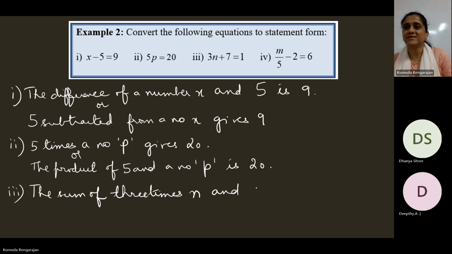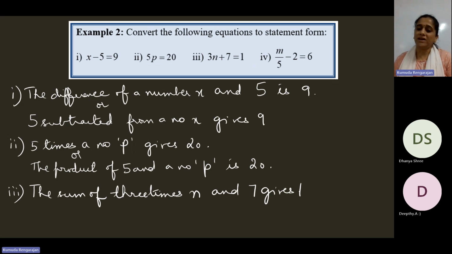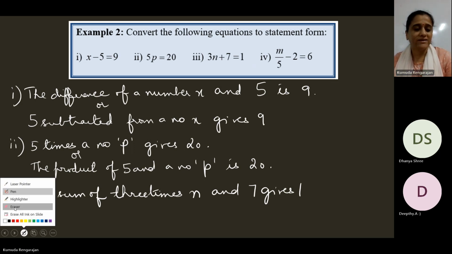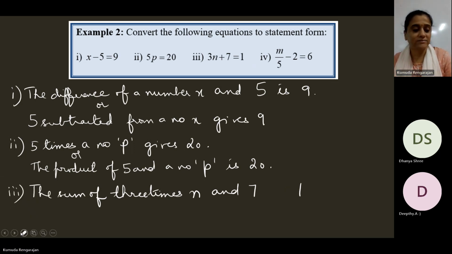and 7 gives 1, or is 1. Read it. The sum of 3 times n and 7 is 1. Correct, Dani?